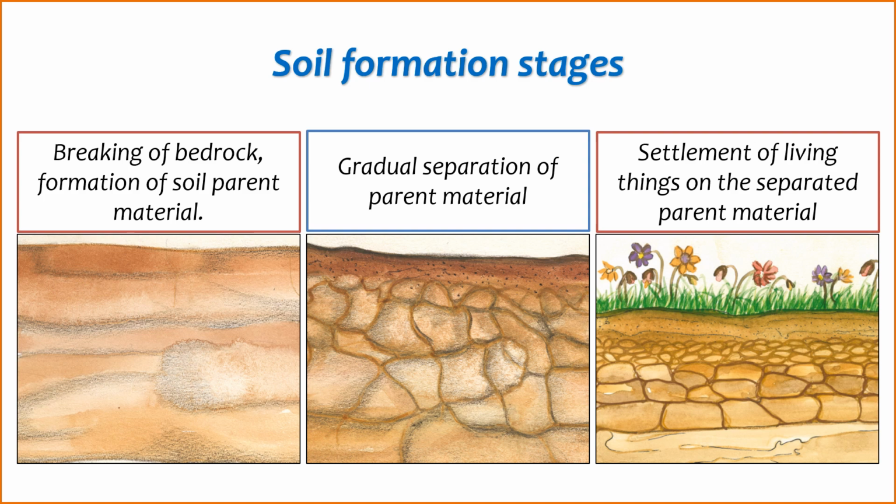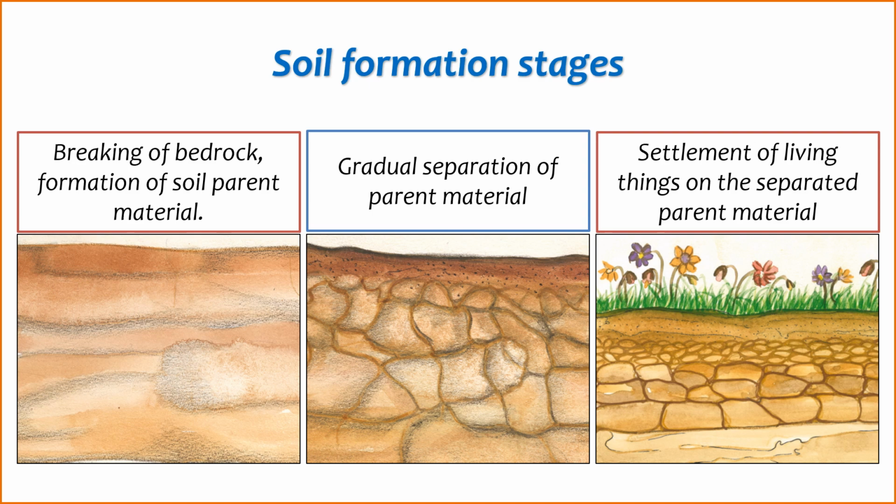2. Addition of organic material. Dead plant and animal material, along with microorganisms, contribute to the organic content of the soil. This stage involves the accumulation of organic matter on the surface. 3. Leaching. Water moving through the soil profile carries away dissolved minerals, a process known as leaching. This can result in the removal of certain elements from the soil.